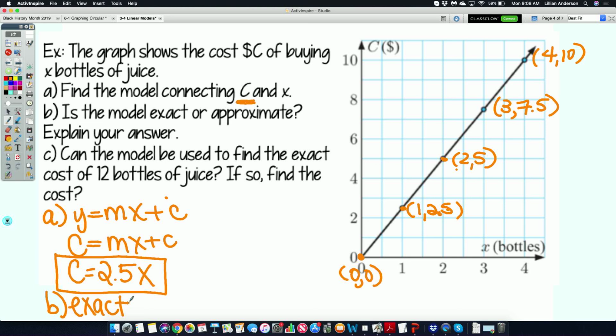About, close to, an estimate. This particular line, though, goes through every single point, right? So when you have 1 bottle, 2 bottles, 3 bottles, 4 bottles, so on and so forth, that equation is actually producing the corresponding y value that goes along with it. So it's exact for that reason.